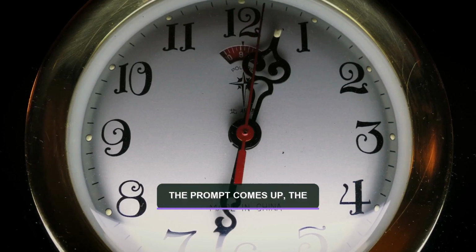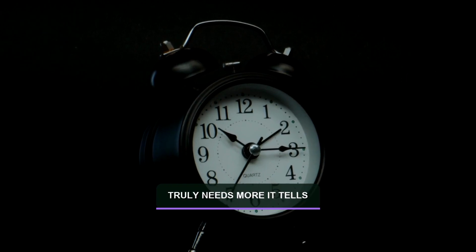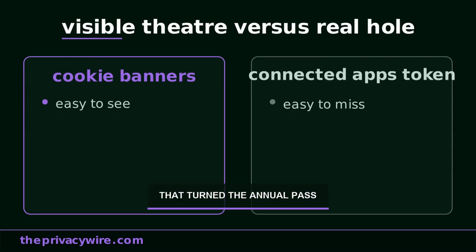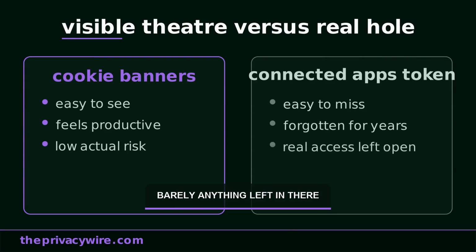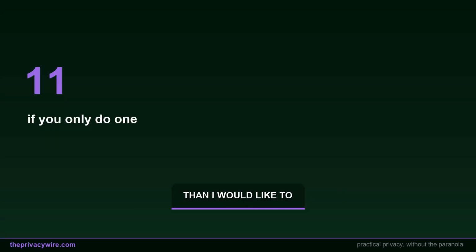The prompt comes up, the answer is no or while using, and if the app truly needs more, it tells me by breaking. It almost never breaks. That turned the annual pass from an hour into about 10 minutes, because there was barely anything left in there to find. I also had the ordering wrong for longer than I would like to admit.